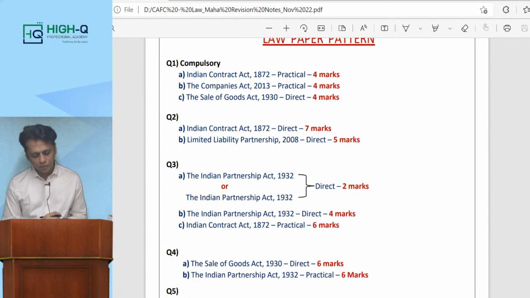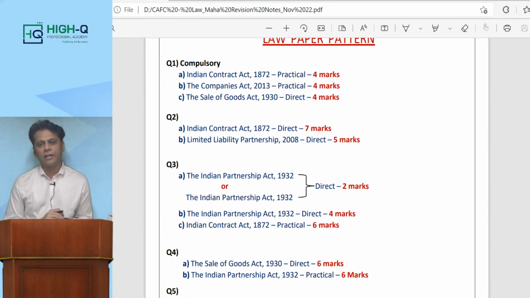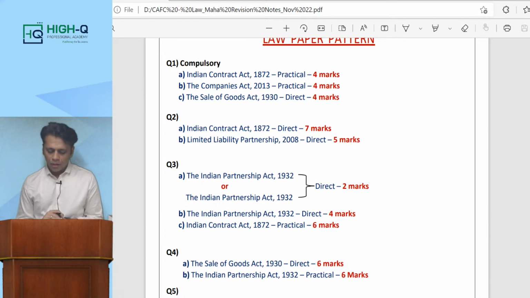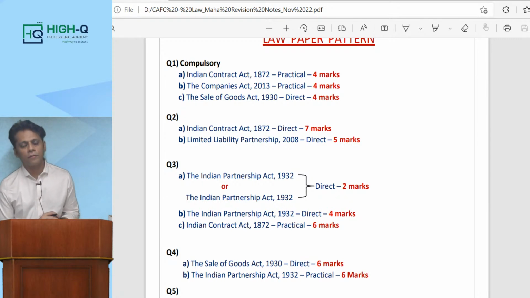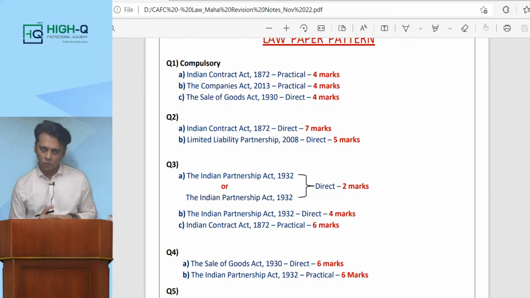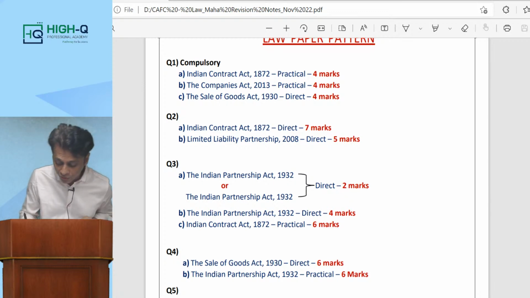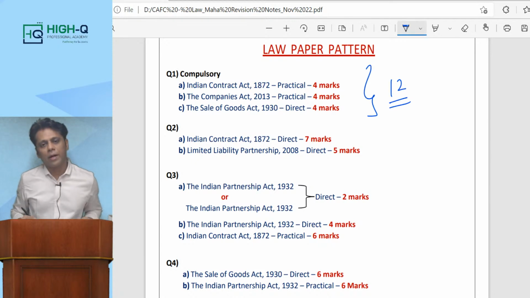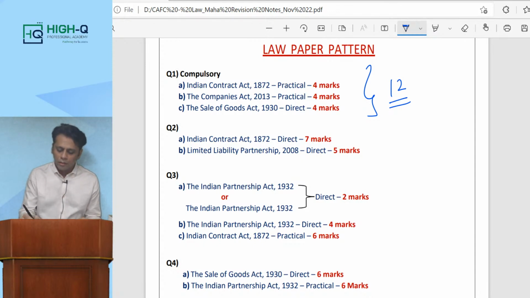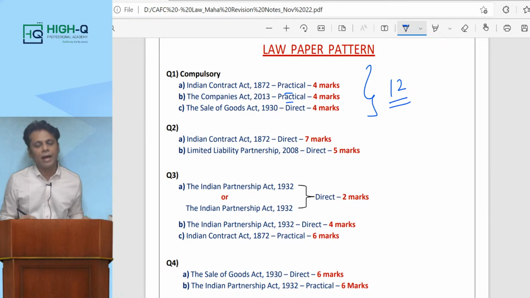Indian Contract Act, for this chart, that is a weightage of this paper. As we know, the chapters, last year's paper, Contract Act, the compulsory question generally comes in the law question paper pattern.